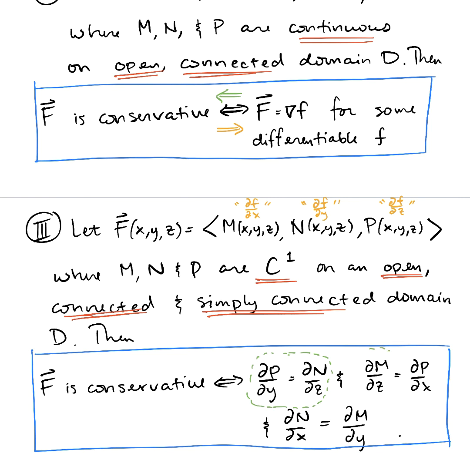Similarly, look at this piece. If m is supposed to be df dx and p is supposed to be df dz, then m's z partial better match p's x partial by Clairaut. Okay, think about the last piece. If n is already supposed to be df dy and m is already supposed to be df dx, then n's x partial better match m's y partial, again by Clairaut. So the deep connection here is all the way back to the agreement of the mixed partials given by Clairaut's theorem.